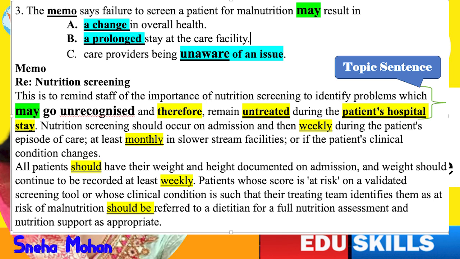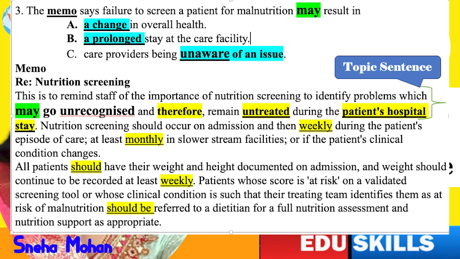And here another modal verb used is should. Should is a suggestion, but in the question it is asked for the possibility, where the modal verb may is used. So we need not concentrate on the second paragraph. So let us concentrate only on the first paragraph.